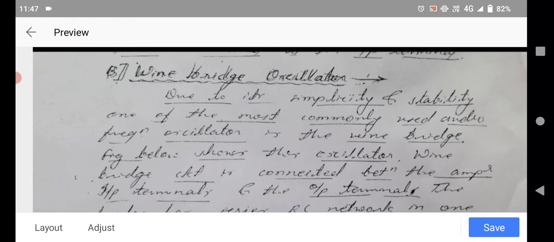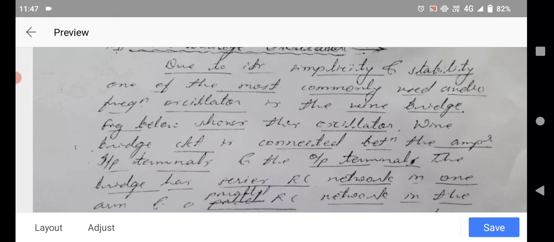Due to its simplicity and stability, one of the most commonly used audio frequency oscillators is the Wien Bridge oscillator. If we need an audio frequency oscillator, the most commonly used one, because of its simplicity and stability, is the Wien Bridge oscillator.